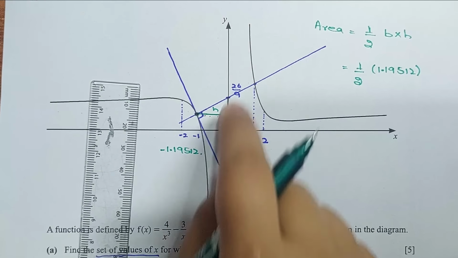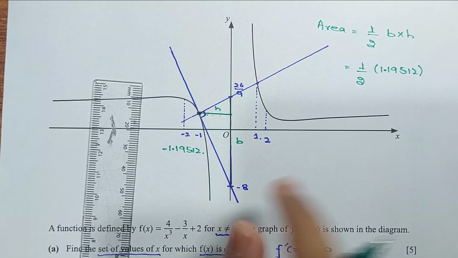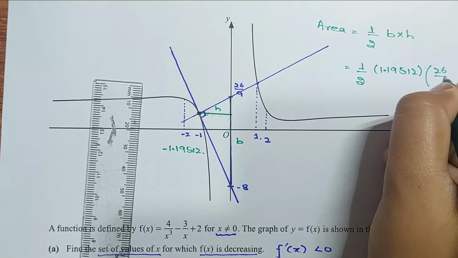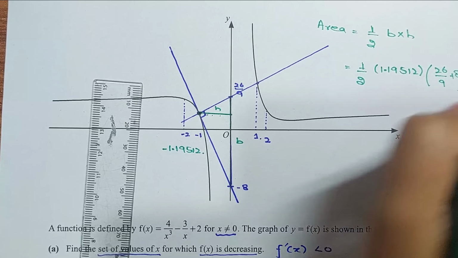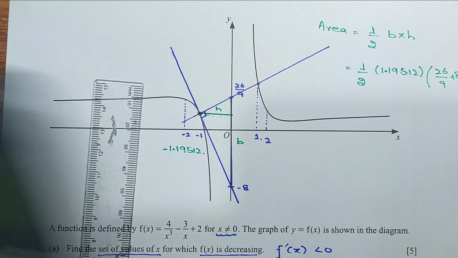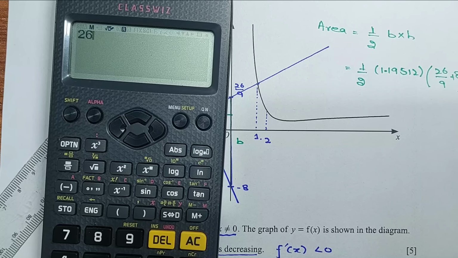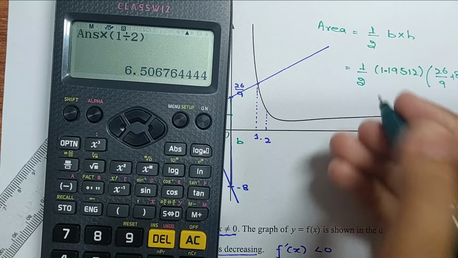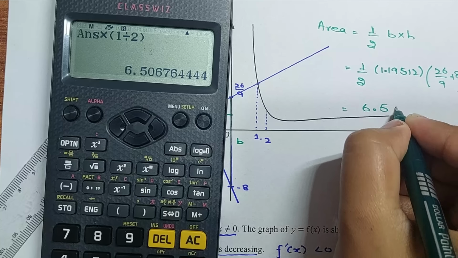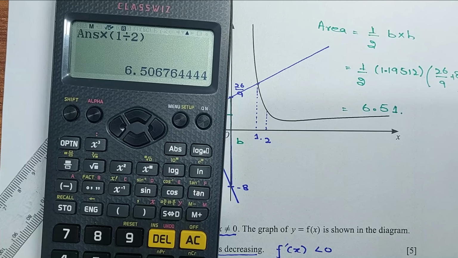The base would be 26 by 9 minus negative 8, which becomes positive 8. So 26 over 9 plus 8. Let me calculate this: 26 over 9 plus 8 times 1.19512 times 1 by 2. So the area is 6.5, and we have to find the answer correct to 3 significant figures. This would be the area.